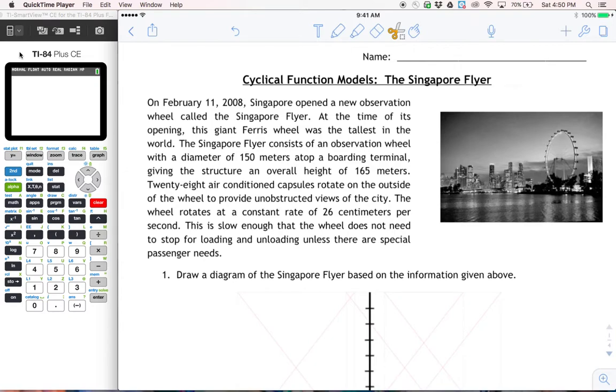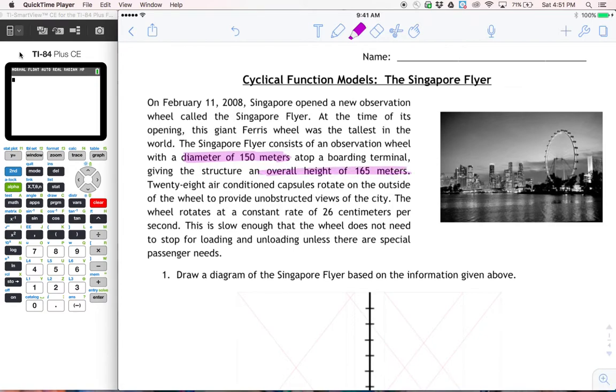Sure. Okay, so we're looking at the Singapore Flyer, which opened in Singapore, obviously, in February 2008. At the time of its opening, the giant Ferris wheel was the tallest in the world. The Singapore Flyer consists of an observation wheel with a diameter of 150 meters. That's important, okay? A diameter of 150 meters, atop a boarding terminal, giving the structure an overall height of 165 meters.